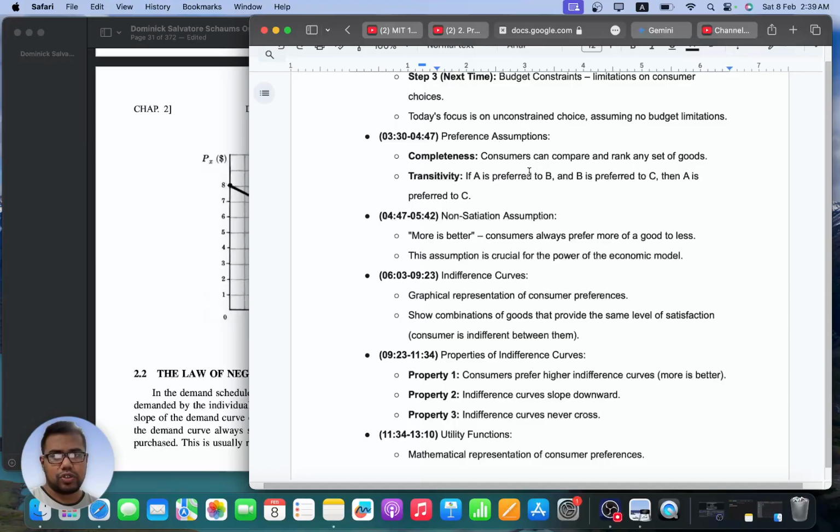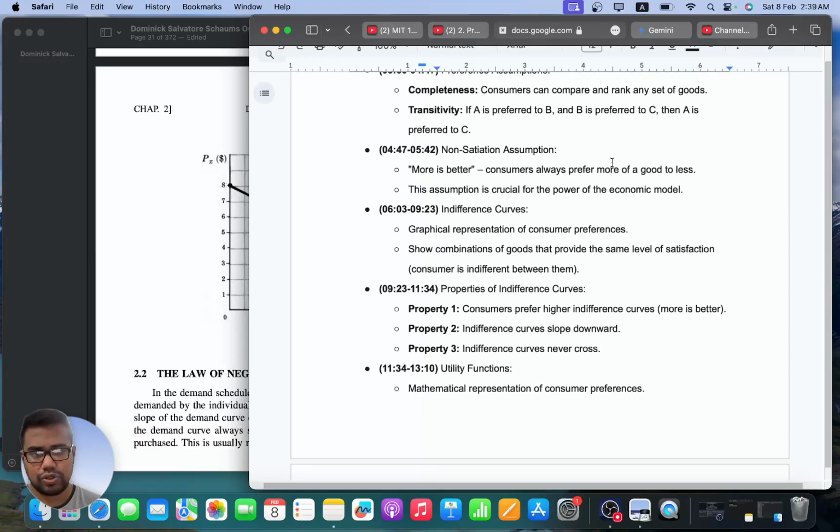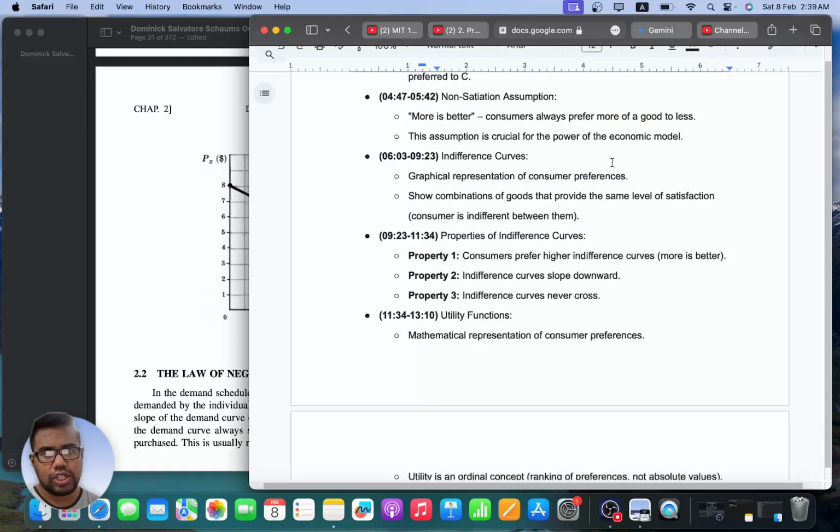And then we have preference assumptions. Consumers can compare and rank any set of goods. Completeness, transitivity: if A is preferred to B and B is preferred to C, then A is preferred to C. Okay, transitive nature. Then a non-satiation assumption: more is better. Consumers always prefer more of a good to less. That might be objectively true. And the assumption is crucial for the power of the economic model.